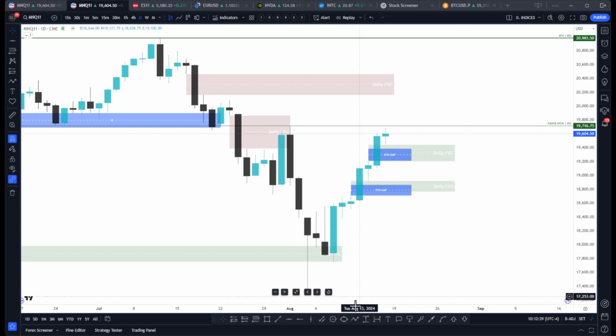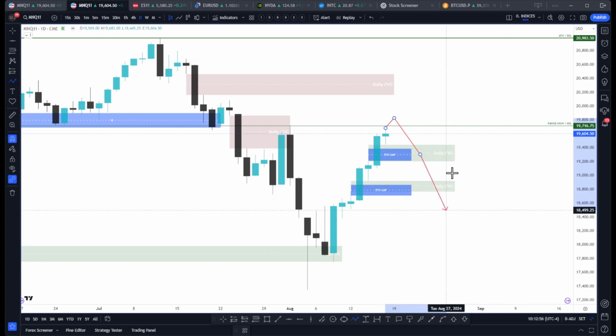The first scenario I can see is we go for the external liquidity, immediately come back down to target some of the inefficiency that was created on the way up. So we have a daily fair value gap, we have regular trading hour gaps, and we also have naked pucks as well that were left behind. So targeting one of these areas before pushing further to the upside.